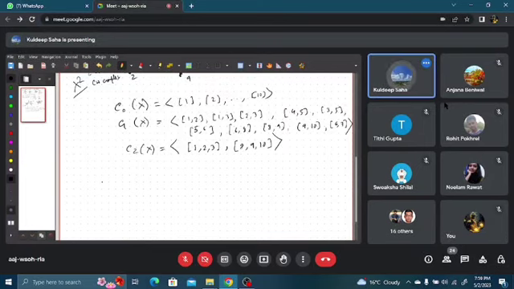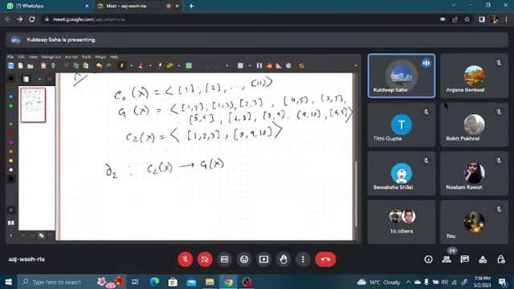So let me give the description of delta 2 in general. For C2 of X, not just for this particular example, for any example, you can write it yourself.